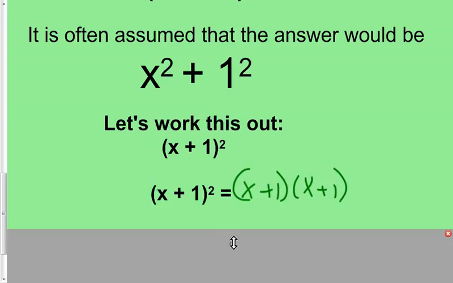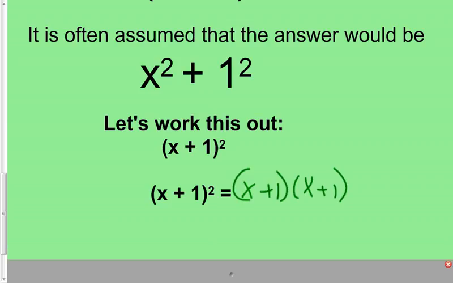Or we can do it the shortcut method that we just learned. We square the first term, so we get x squared. We multiply the first by the second term, so we get 1x, and double it, so we get plus 2x. And then we square the last term, which would be 1. Or if you just took this and did the FOIL method, you'd get the same result.